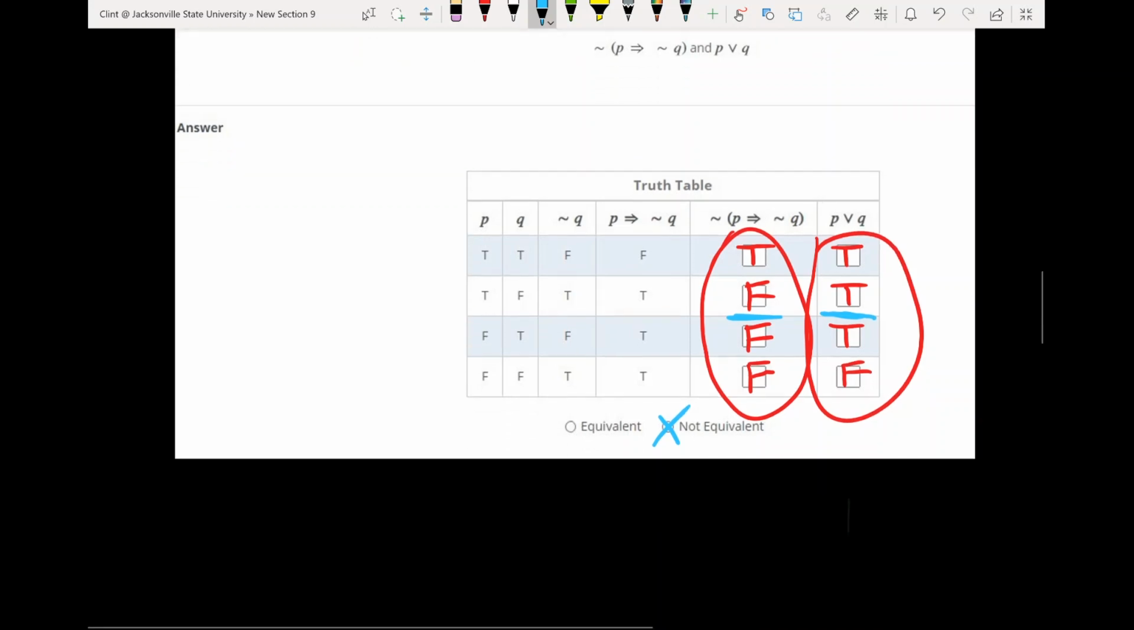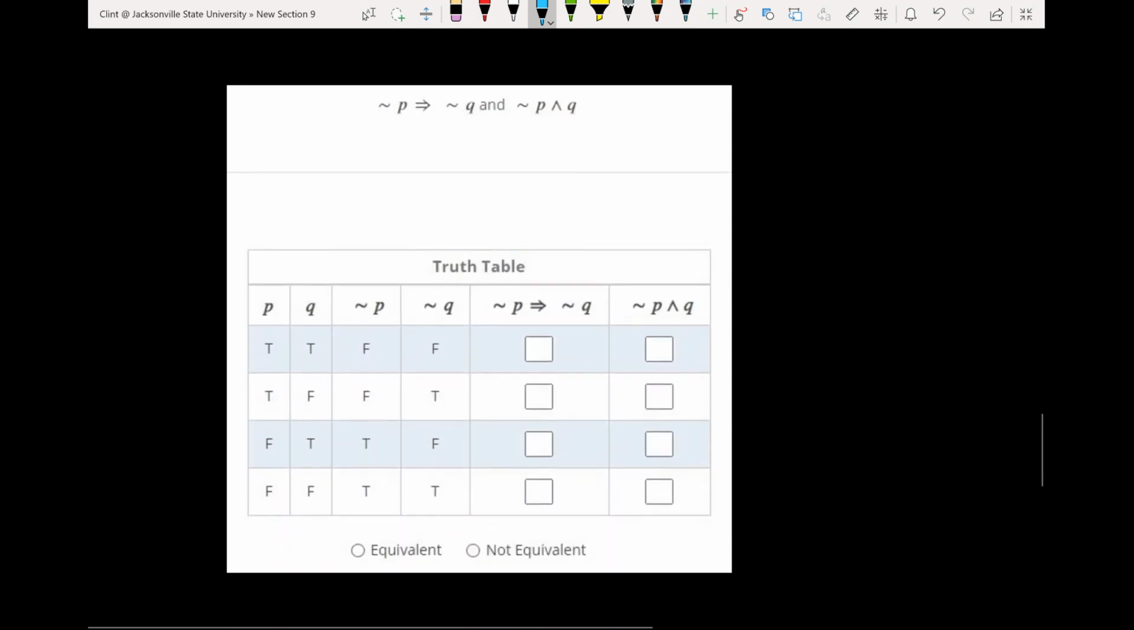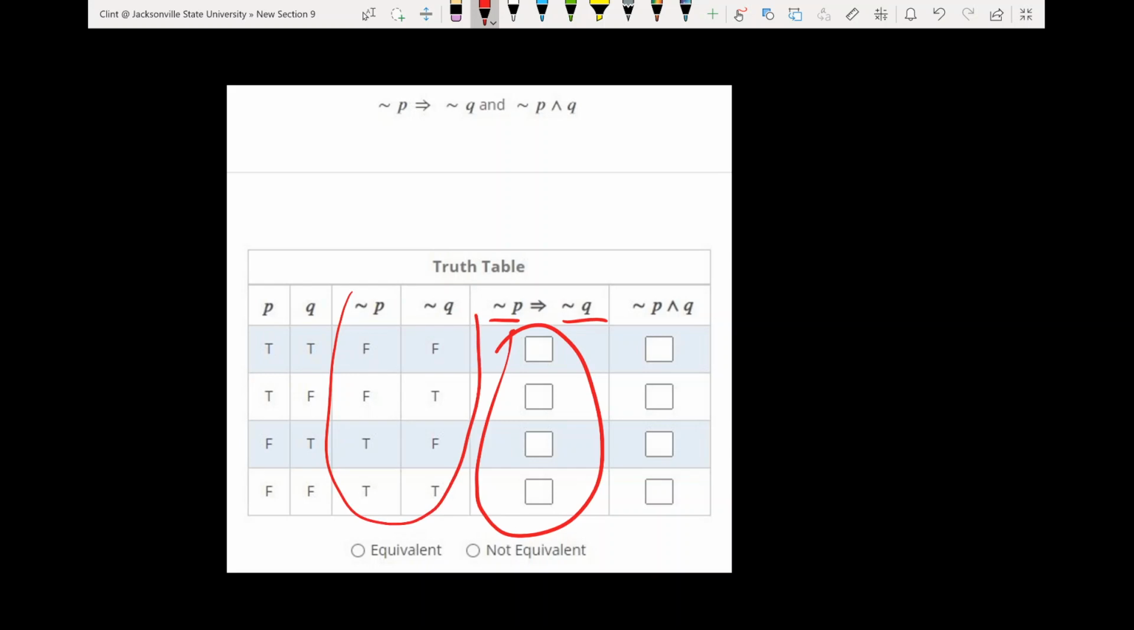And let's look at another similar one. I didn't get all the instructions on this one, but we're just checking 2 more statements here. Looking at this first column, the 2 pieces we want are not P and not Q. So those are these 2 columns. And we want to combine them with if then, with an implication.